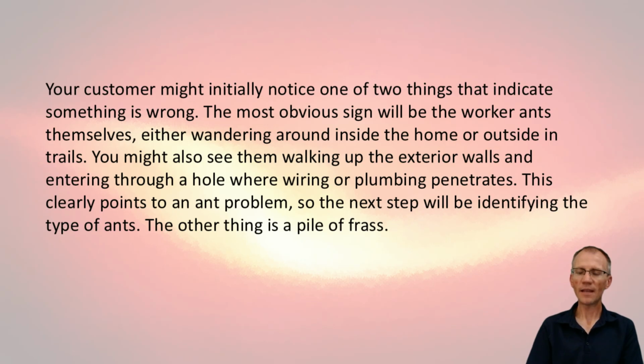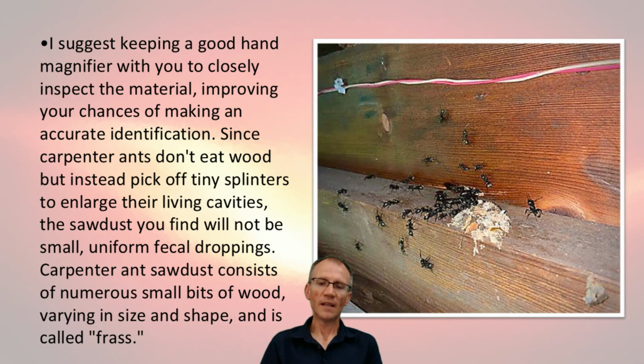The other thing is a pile of frass. I suggest keeping a good hand magnifier with you to closely inspect the material, improving your chances of making an accurate identification. Since carpenter ants don't eat wood, but instead pick off tiny splinters to enlarge their living cavities, the sawdust you will find will not be small, uniform fecal droppings. Carpenter ant sawdust consists of numerous small bits of wood, varying in size and shape, and it is called frass.